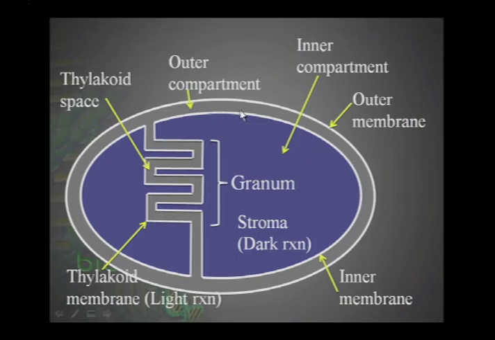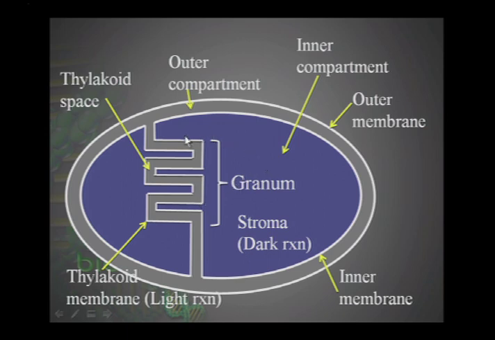Again, there's an outer plasma membrane, there's an inner plasma membrane, and the inner plasma membrane is actually continuous with the thylakoid membrane. So the thylakoid membrane isn't a separate membrane, it's actually connected to the inner membrane. We end up with these disc-like stacks of thylakoid membranes, and those are referred to as a granum. Singular would be granum, plural would be grana. So there would be lots of these within the chloroplast.